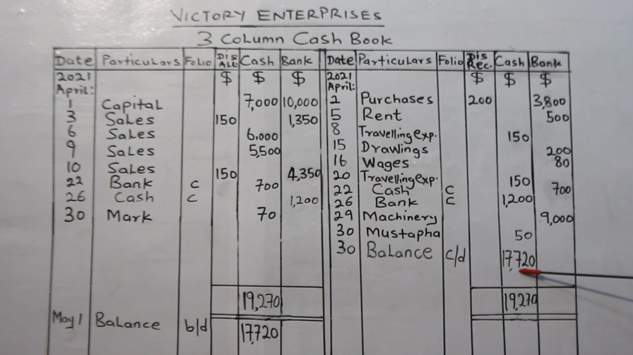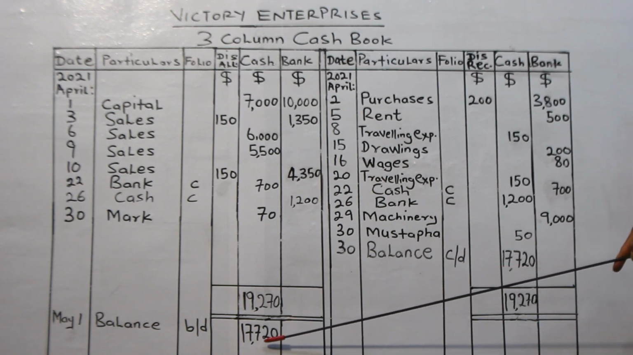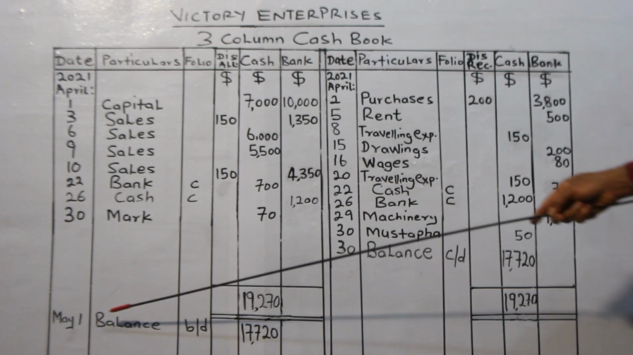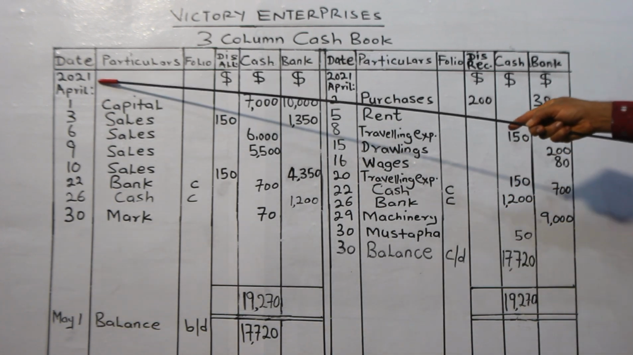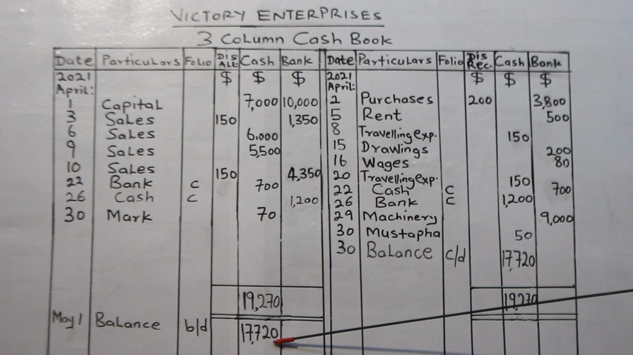Then the 17,720 eventually becomes the balance brought down for May 1st, 2021. Of course, this amount represents the net cash received in the period, which will be taken to the debit side of the trial balance.